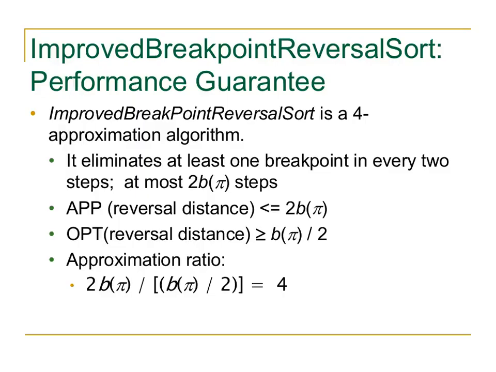On the other hand, any optimal sequence must perform at least b pi divided by 2 reversals overall. OPT is greater than or equal to b pi divided by 2. Putting these 2 inequalities together gives APP divided by OPT is less than or equal to 2 b pi divided by b pi over 2, which equals 4. In other words, our method never uses more than 4 times the minimum number of reversals.